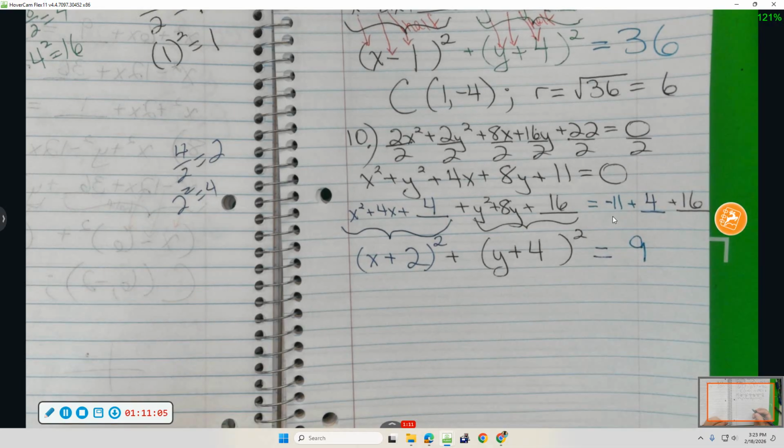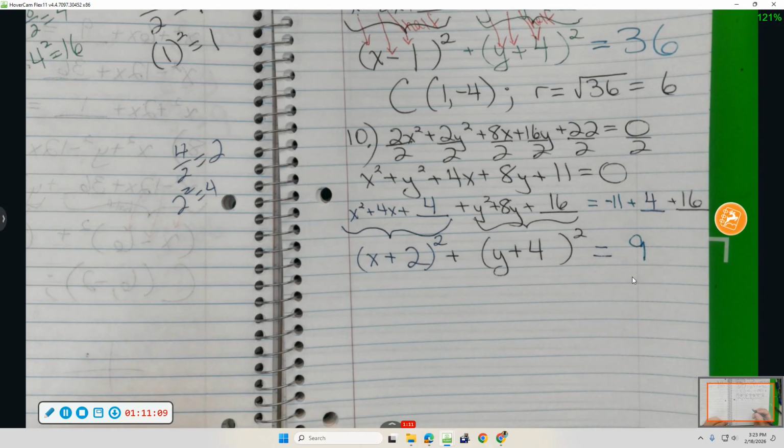Well, you could think 20 minus 11. Yeah, 20 minus 11. So what you're saying is that addition is commutative, right?